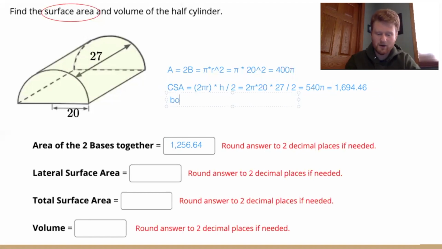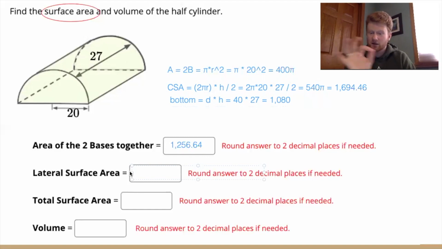But then we also need to find the bottom, and that's that rectangle. So I'm going to write bottom equals, and rectangles again are just length times width. That's how you find the area of a rectangle. And here, the length is the diameter of the circle, and the width is the height. So that's pretty straightforward. We're going to just do d times h, and that's going to equal 40 times 27, which equals 1,080. So then for the total lateral surface area, we need to add those two surfaces together, the curved portion and the bottom portion. And together, that'll get us 2,776.46. That's the lateral surface area.